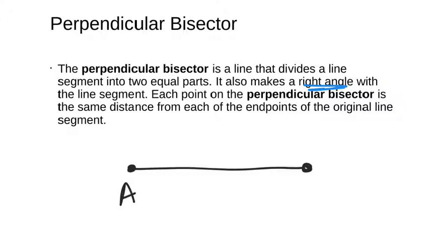So AB, if we have a perpendicular bisector, it can be a line, a segment, or a ray again, but it would make a perfect right angle. It would still cut AB into two equal pieces, but it would be a ray that's at a right angle, or a line, or it could just be a segment, but it would be at a right angle. But it just cuts it in half.